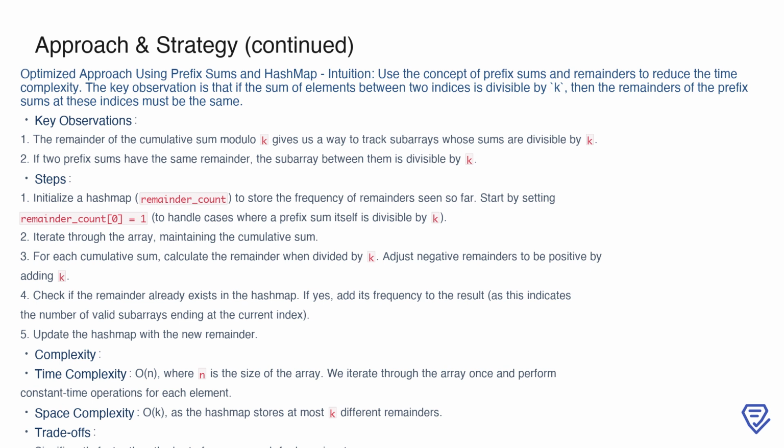This approach achieves a time complexity of O(n), as we only iterate through the array once, and the operations on the hash map are constant time. The space complexity is O(k), as the hash map stores at most k remainders. While this method requires extra space, it is minimal compared to the dramatic improvement in efficiency.